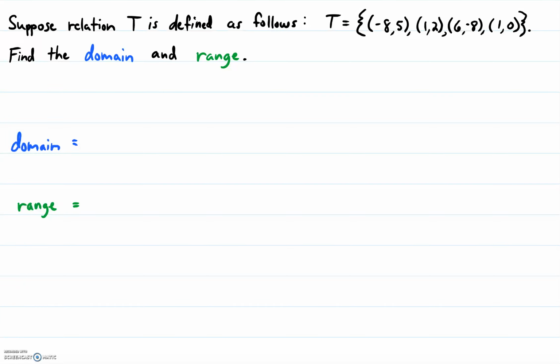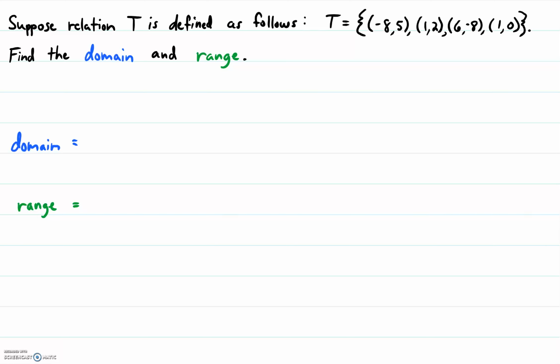For this video, we're going to suppose that the relation T is defined as follows. T is going to be equal to the set of ordered pairs (-8, 5), (1, 2), (6, -8), and (1, 0). And we want to use that relation the way it's defined to find what the domain and the range of T are. So let's look at what we've got.